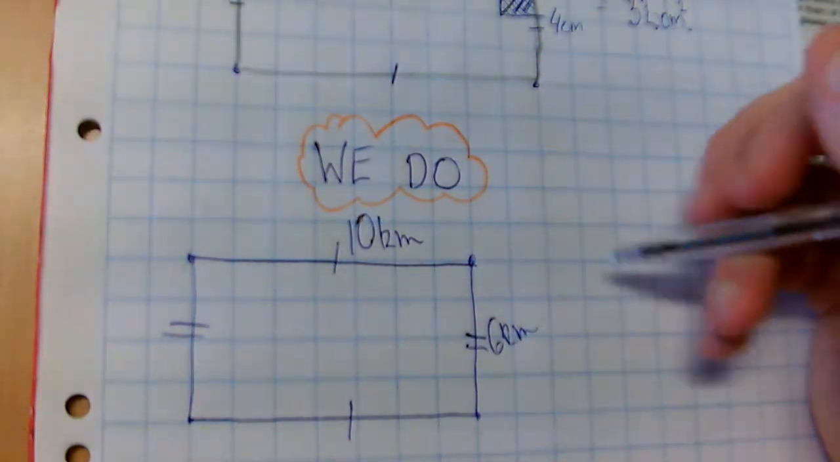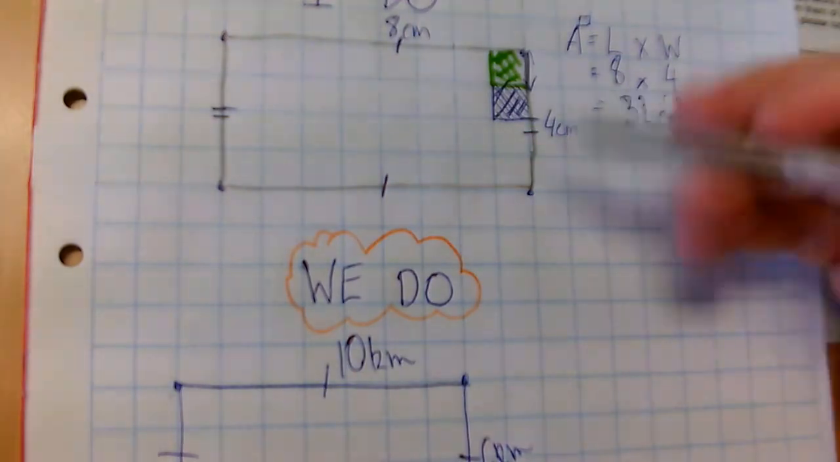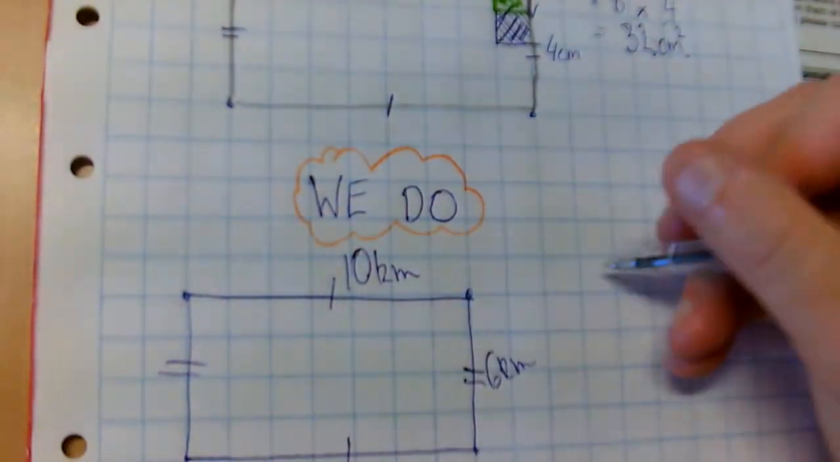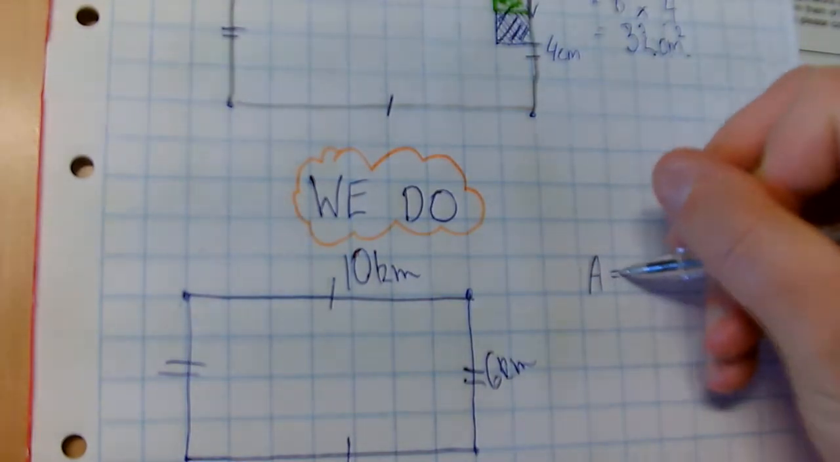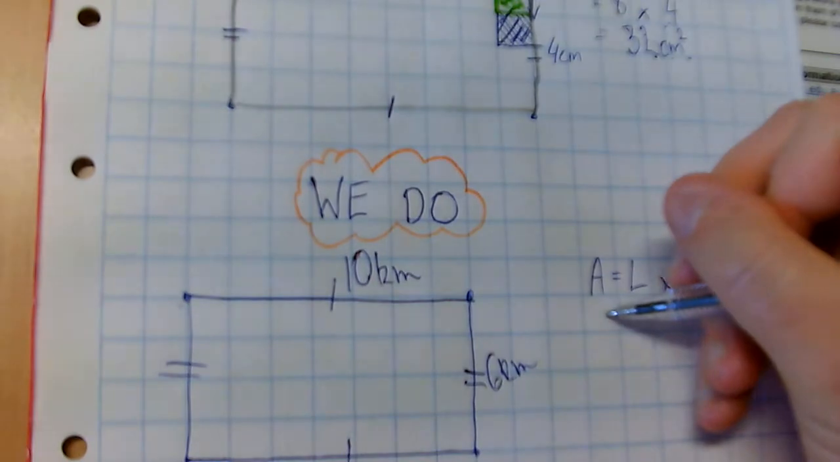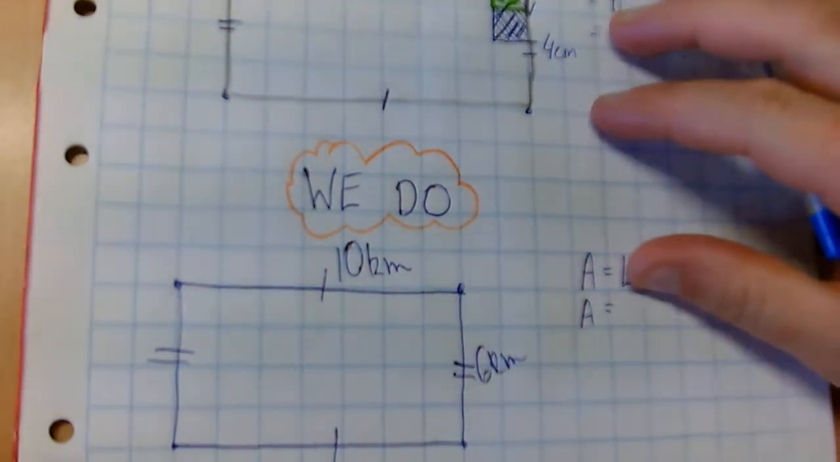First step is let's write out our formula. Remember, our formula is area equals length times width. It's all about timetables and putting the correct unit measurement at the end. So area equals length times width. Drop down to the next one. The area equals the length. What's the length of this shape?